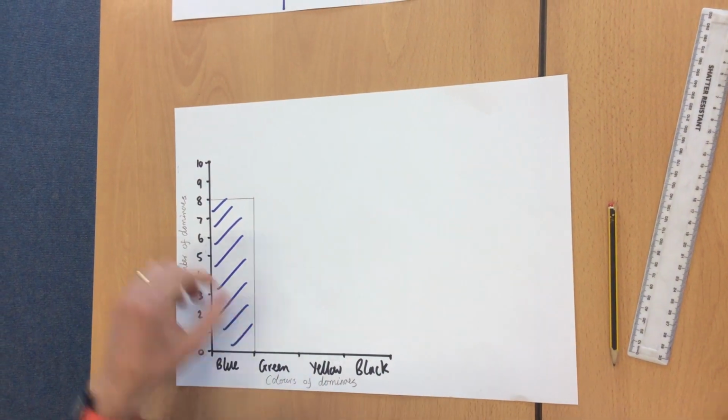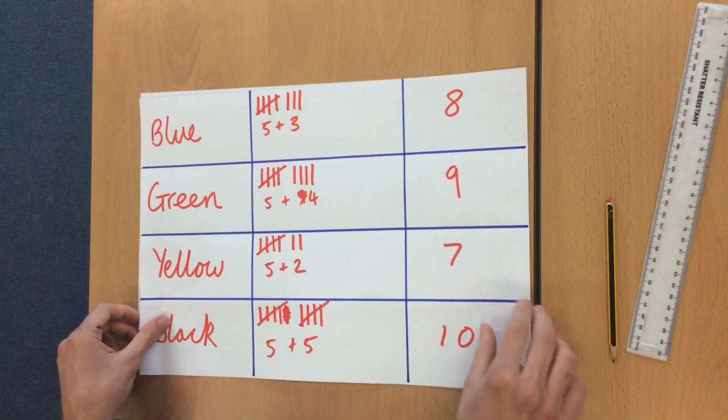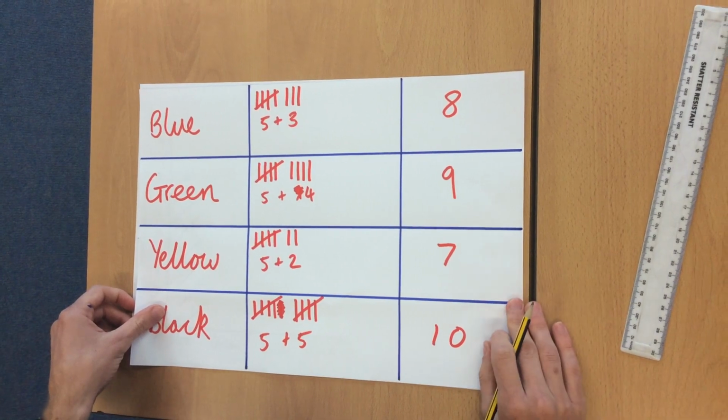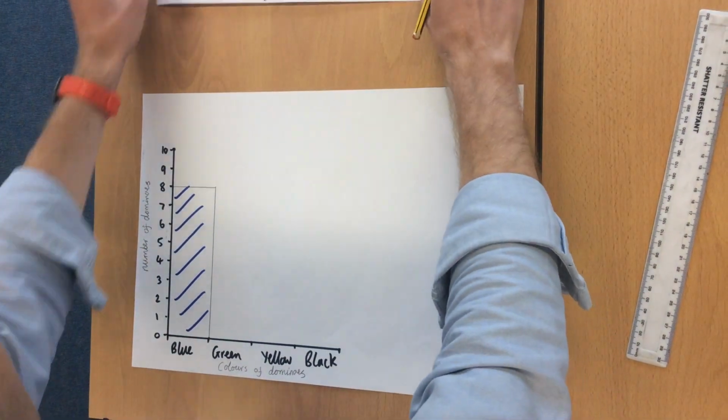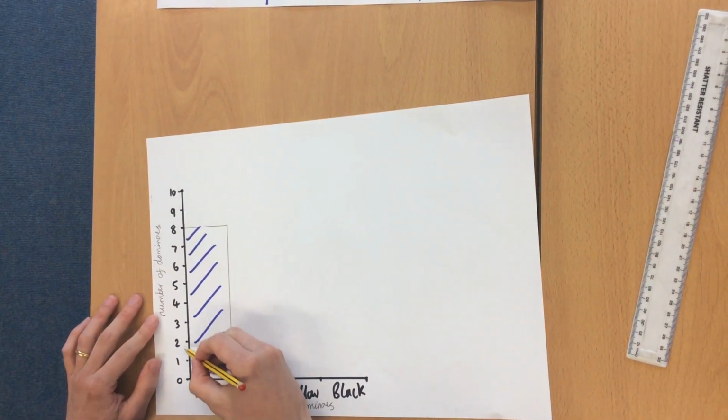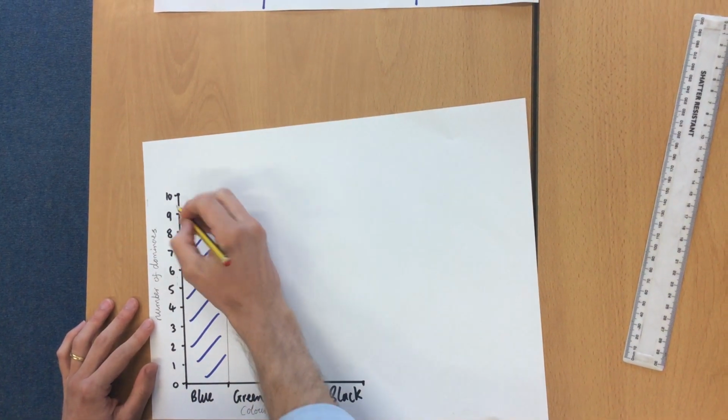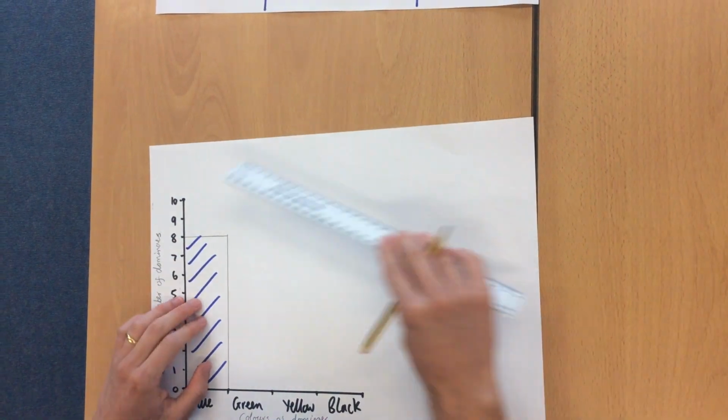Right, next I have green. So I'm going to go back to my tally chart, green. Green was 9 this time. Right, so I'm going to go back to my bar chart. I need to go to 9. 0, 1, 2, 3, 4, 5, 6, 7, 8, 9. Right, so here is 9.